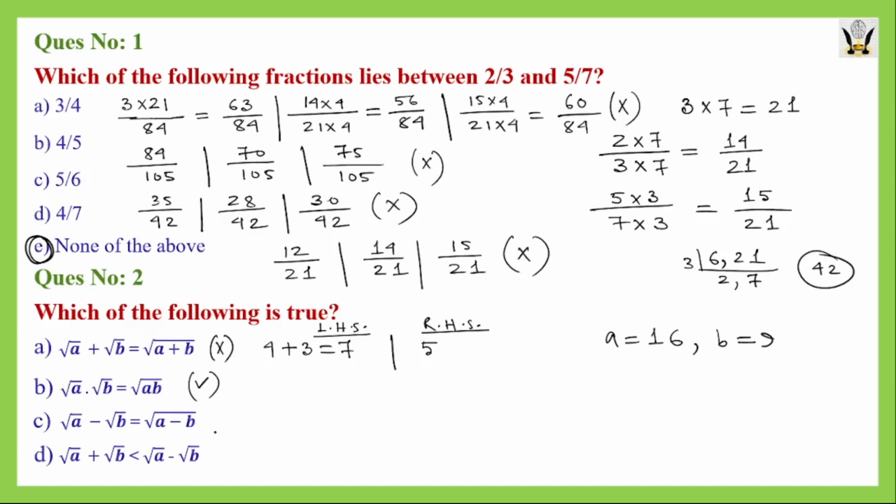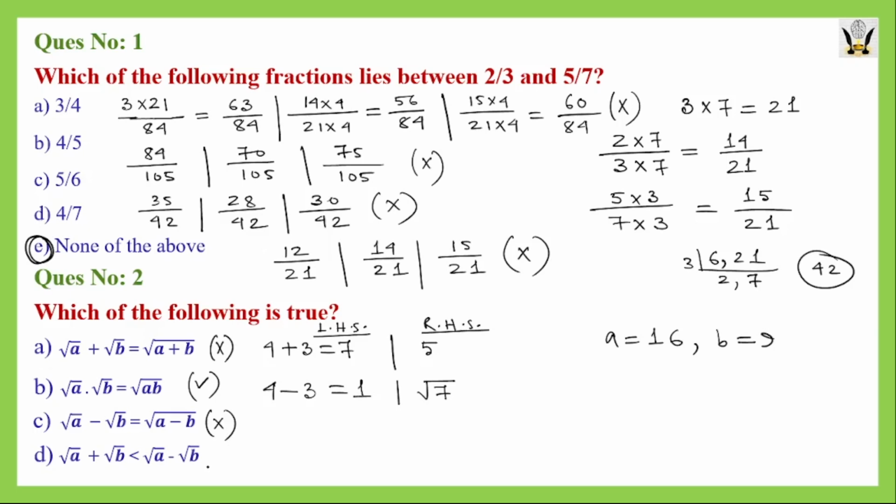This we have already seen. Now the third option: root over a means 4 and root over b means 3, so it will be 1. And from the right hand side it is root over a minus b, so 16 minus 9, so it will be root over 7. Root over 7, we know it will lie between 2 and 3, because the square root of 4 is 2 and the square root of 9 is 3. So this value will lie between 2 and 3. Anyway, whatever that value is, it will be more than 1. So this relationship will also not be true for us.